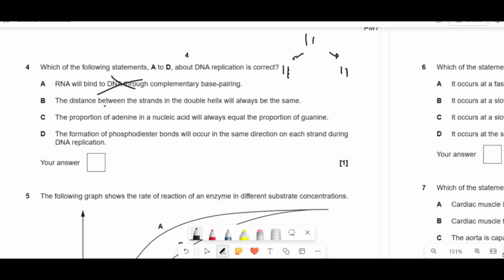Get out. The distance between the strands in the double helix will always be the same. That is objectively also not correct, because you've got the coiling and folding and whatever, so nope. The proportion of adenine will always be equal to the amount of guanine. No, because they're not complementary base pairs, so you're out. The formation of the phosphate ester bonds will occur in the same direction in each strand during DNA replication. That is indeed correct, because it works in each direction like that, so it is D.